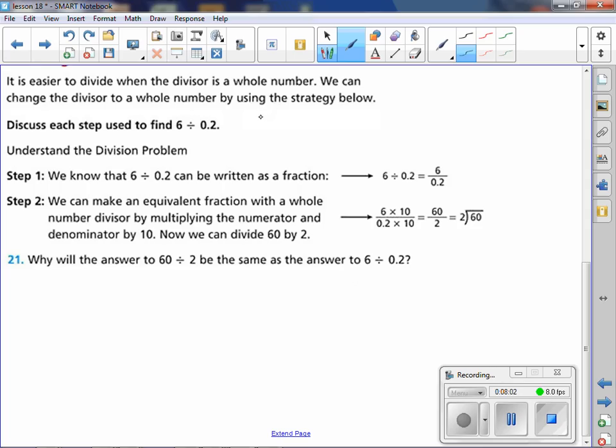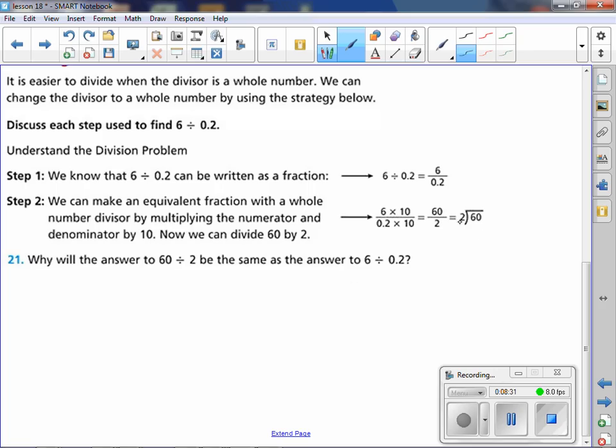the divisor's a whole number? You can change the divisor to a whole number using this strategy below. So 6 divided by 2/10, right? The first step is we know that that's like this. We can make it a fraction. But when we work with fractions, remember, we can apply our rule. Whatever you do to the denominator, you have to do to the numerator, and find an equivalent fraction, which would be like this. Okay, multiplying 6 times 10 and 2/10 by 10, so we get 60 divided by 2.